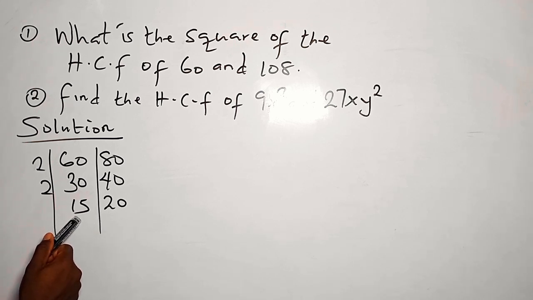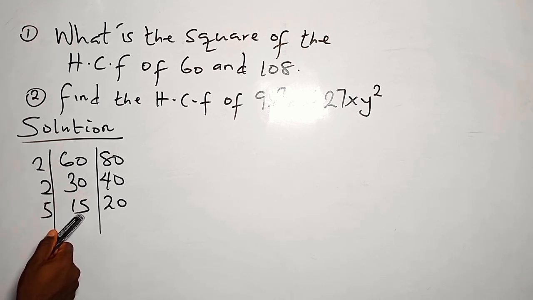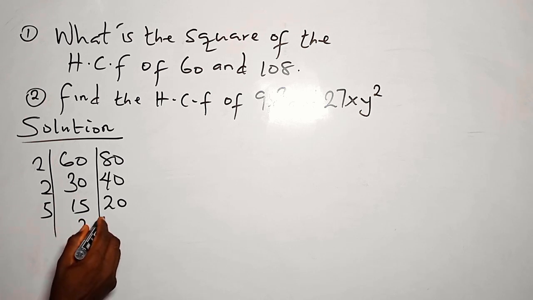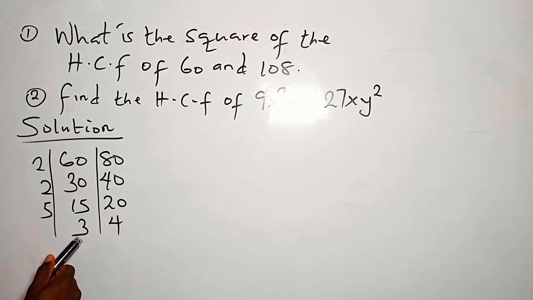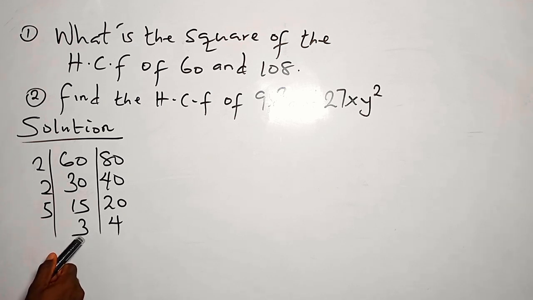So we look for the common factor that can divide 15 and 27 at the same time. So let us use 3, which is a prime number. So 15 divided by 3, we have 5. 27 divided by 3, we have 9. Do we have any common factor? The only common factor is 1. So we are stopping here.